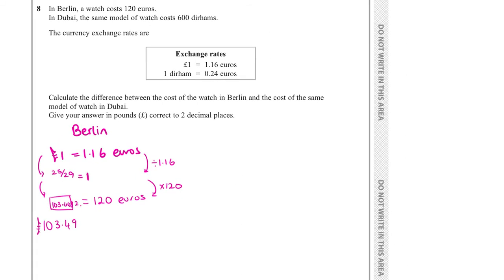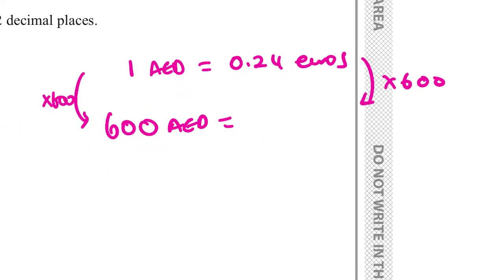In Dubai, though, it costs 600 dirhams. So if we know that 1 dirham is 0.24 euros, how much is 600 dirhams going to be? Well, we've had to multiply by 600, so what am I going to do on the other side? This is just like when we do ratios. That's all we're doing here, direct proportion. 0.24 times 600, we get 144 euros.